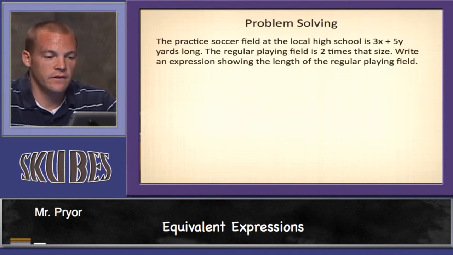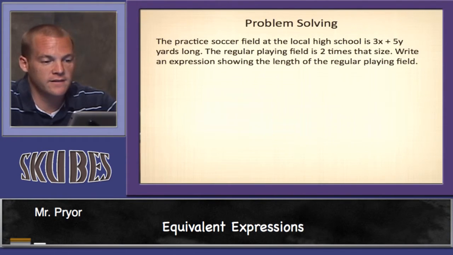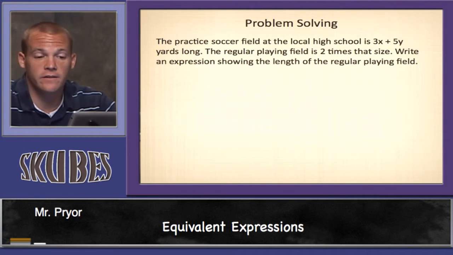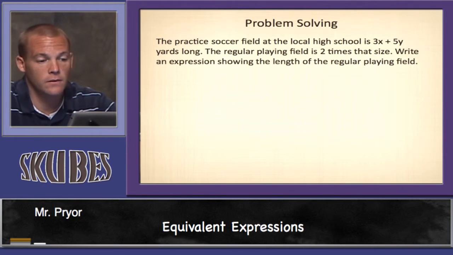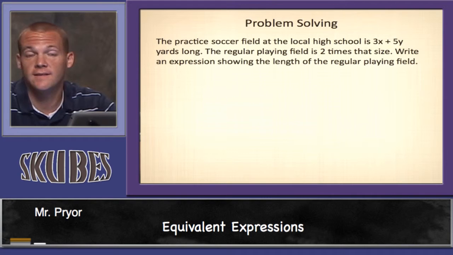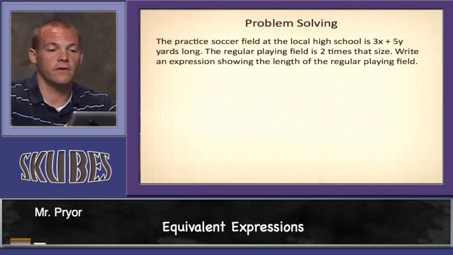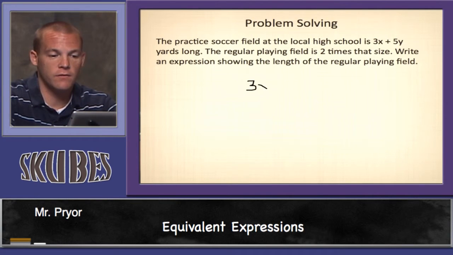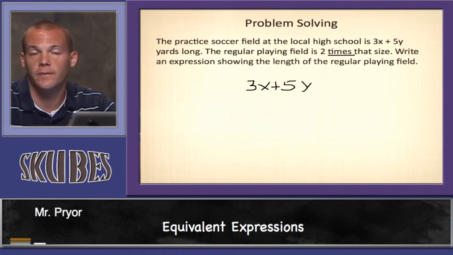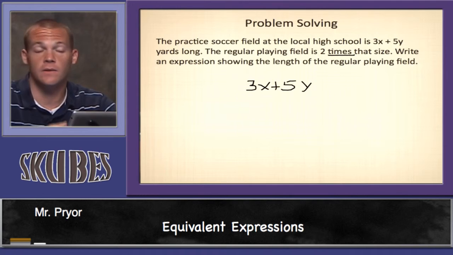All right. So then to give you a word problem here, the practice soccer field at the local high school is 3x plus 5y yards long. The regular playing field is 2 times that size. Write an expression showing the length of the regular playing field. Well, again, we have our expression 3x plus 5y, and our key term in this problem is 2 times. That means multiplication.